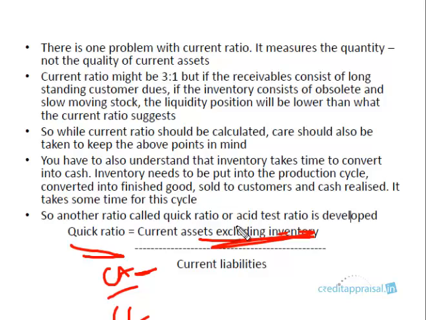Basically, we are interested in the cash cycle here, the operating cycle: how much time it takes for cash to be injected into the system and come back to us in the form of cash. Because this cycle is predominantly taken up, to a very large extent, by inventory, let us take out that inventory. So a new ratio was developed. From current assets you deduct the inventory and calculate current assets minus inventory by current liabilities. You get what is known as the quick ratio, also known as the acid test ratio.